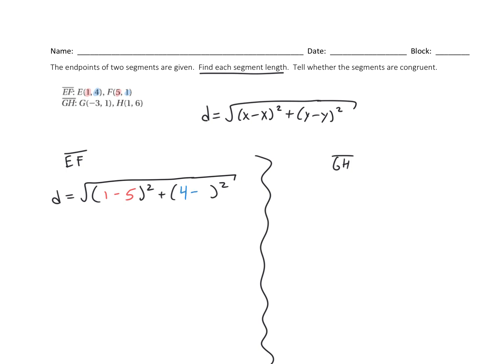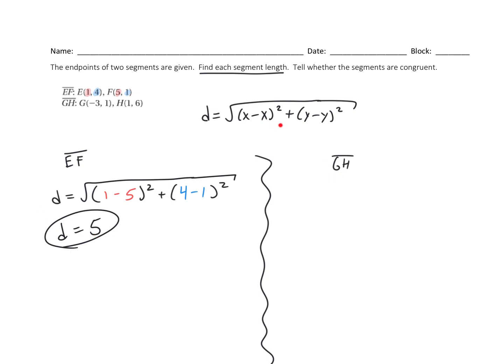So 4 minus 1. And same thing, just like the last one from here, just type it directly into your calculator as it's written, because it'll just give you the answer. And this one, just like our last problem, D is equal to 5. Okay, so that is how long, or the length, of EF. It's 5 units. Let's do GH.